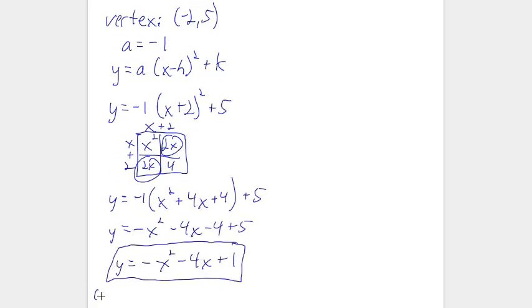So we're checking to see if the point 0, 1 works in this equation. Let's see, y is 1, x is 0. Replace the other x with 0 also. And let's just do a quick look here. So 0 squared is 0. So 0 minus 4 times 0, which is another 0. So 0 minus 0 plus 1 does equal 1. So that point does work. So that's a pretty good indication that our equation works.